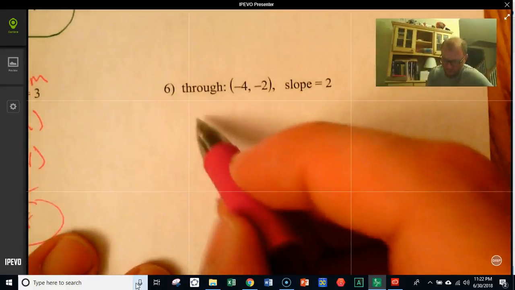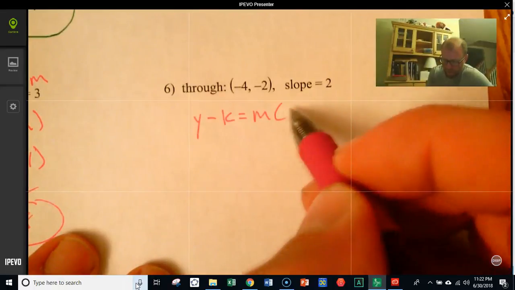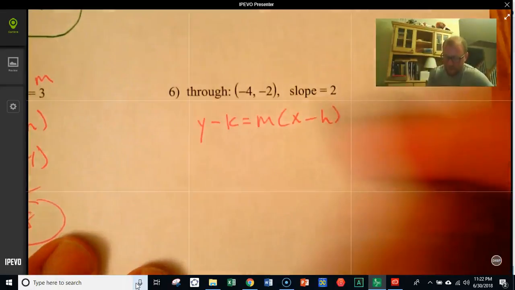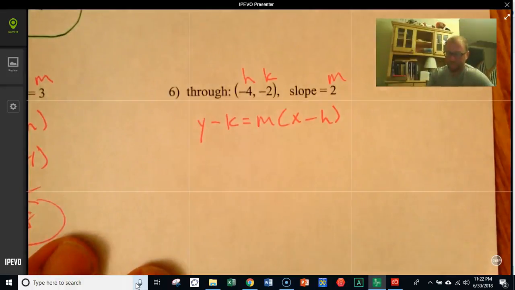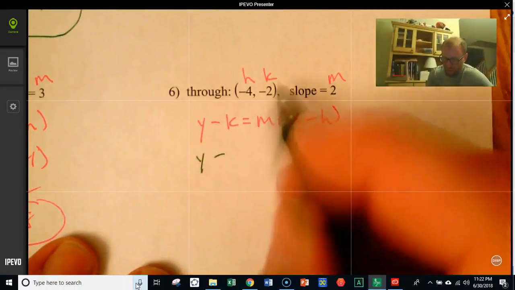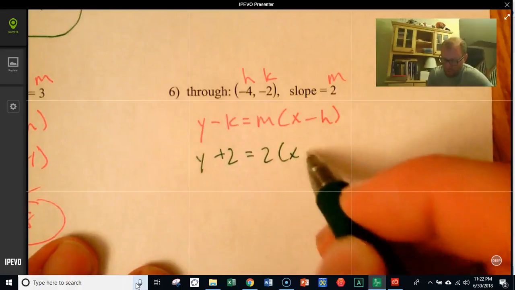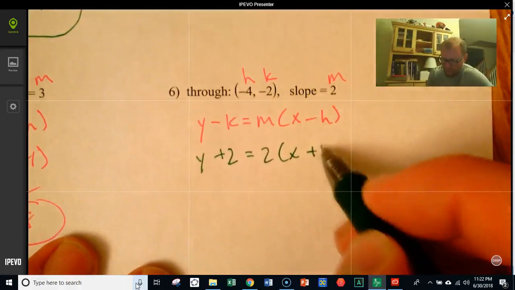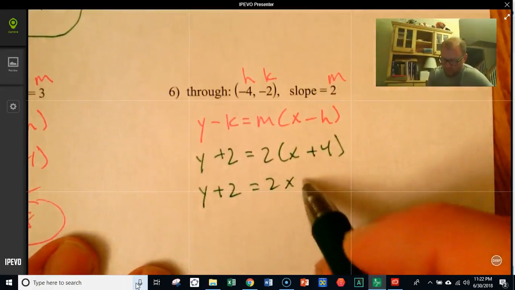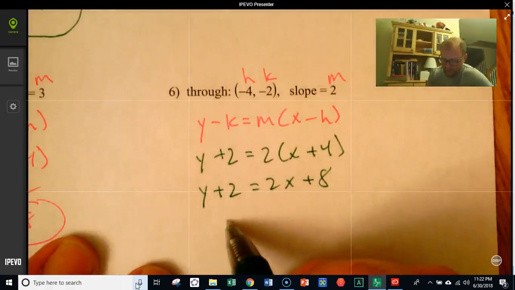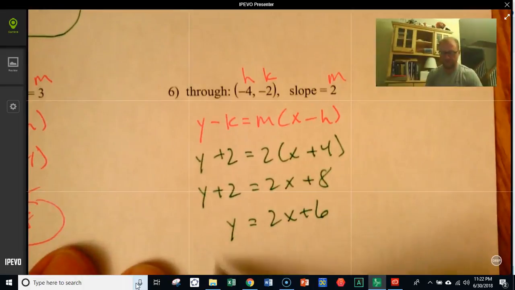Okay. Next one, y minus k equals m times x minus h. This is our h, this is our k, this is our m. Fill in the blanks. Y minus a negative 2, so that's plus 2, equals 2. X minus a negative 4, which is a plus 4. Y plus 2 equals 2x plus 8. Take 2 away from each side. 2x plus 6.